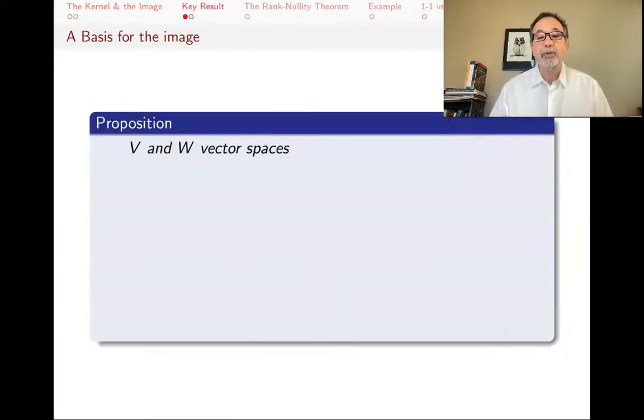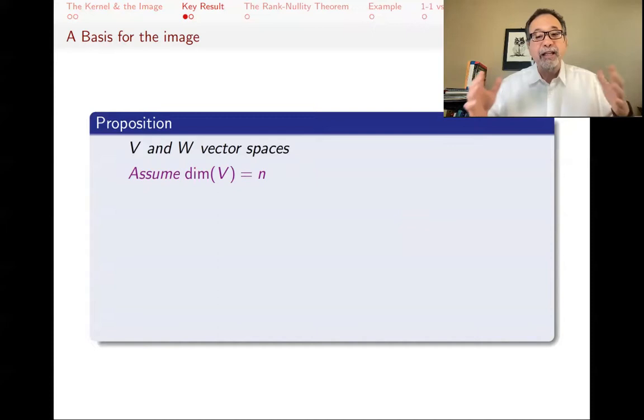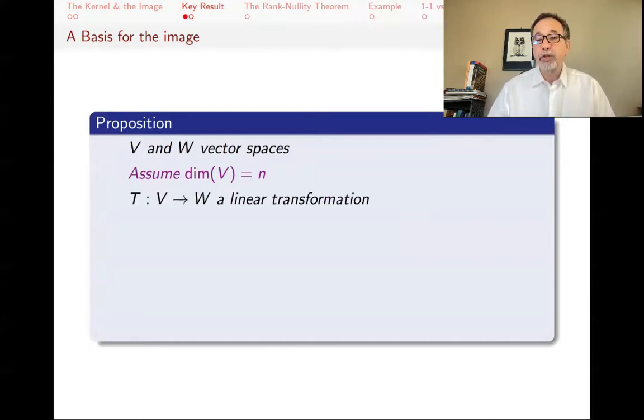Okay, so now I can tell you what the key result is of this lecture. So we have V and W vector spaces, and we assume that V is finite dimensional. So V has a dimension, it's not infinite dimensional, it has a basis with n elements, so we're assuming that its dimension is n. And then we have a linear transformation from V to W. V again is the domain, W the target set, the codomain. Then we start with a basis for the kernel of T. Kernel of T, remember, was a subspace of the domain V.